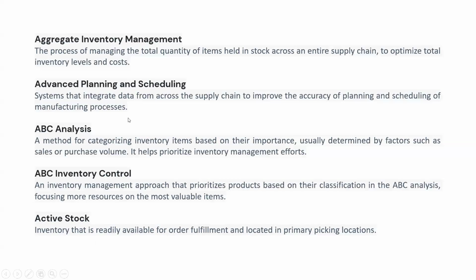Okay, then is ABC analysis. Again, it refers to inventory management. So the whole inventory is categorized into A, B, and C. A category is high valuable products, B category is average valuable products, more or less valuable products, and C category is not so vital products. So the whole inventory is segregated into A, B, and C.